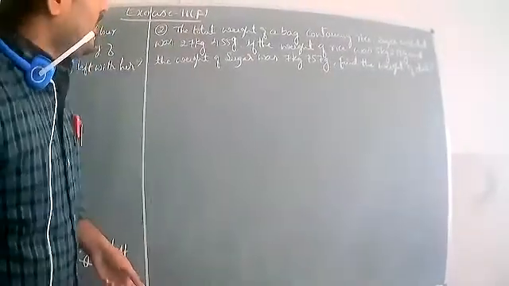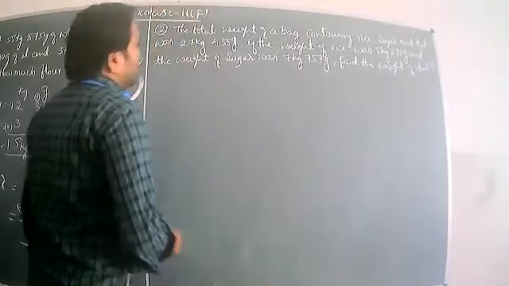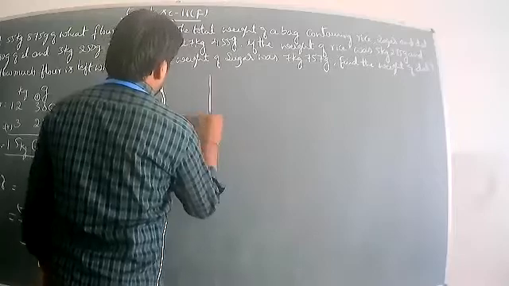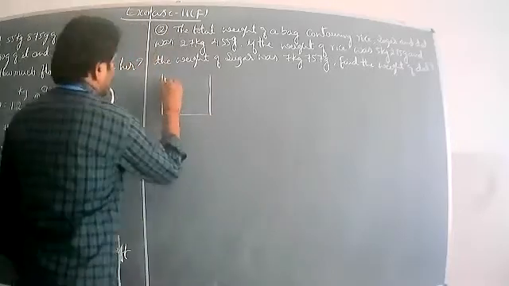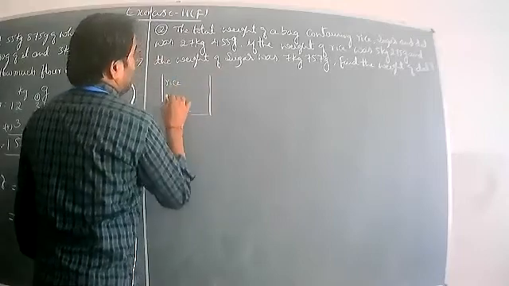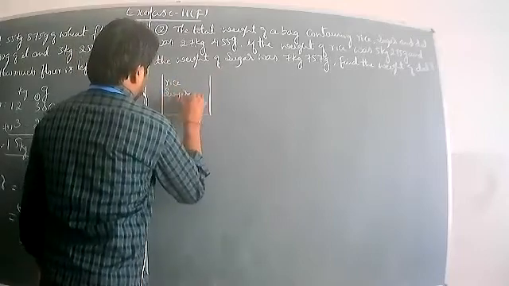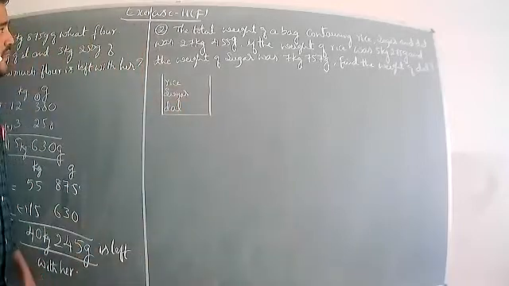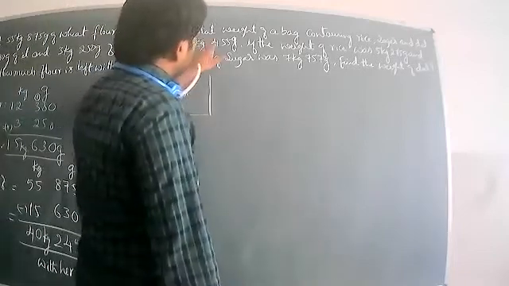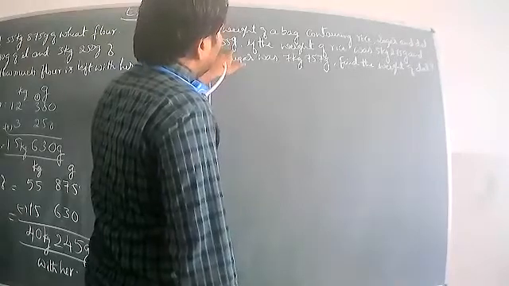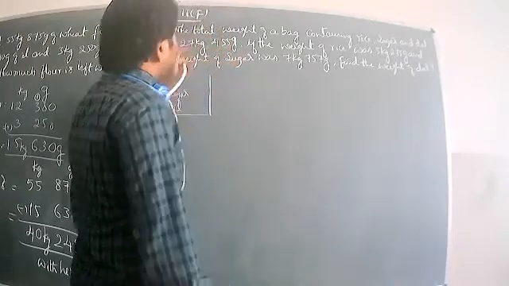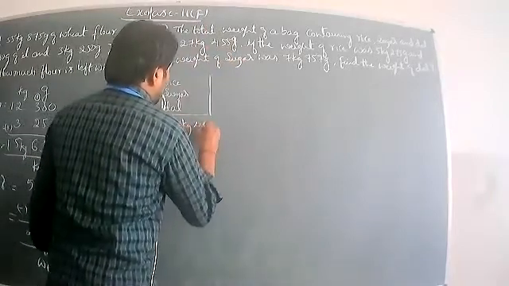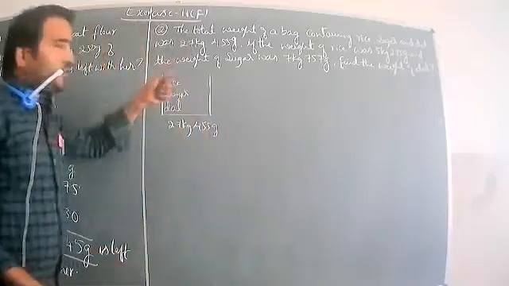Second one. Okay. The weight of a bag containing rice, sugar, and dal. Look at this, this is a bag. The bag containing rice, next sugar, then dal. The three items are there in the bag. The weight of the bag is given as 27 kg 455 grams. This is the total weight of the bag.